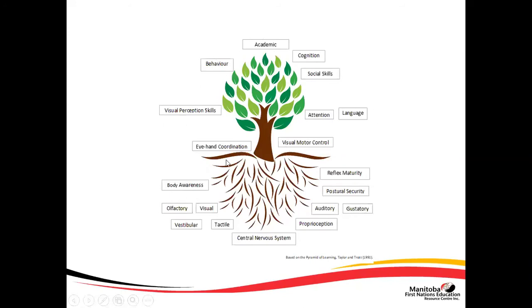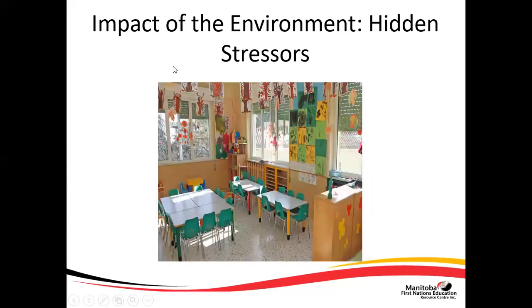So before we can expect kids to really succeed with their social skills, their language, their academics, their behavior, we have to make sure that these things down here, our sensory processing systems, our body awareness, our reflexes, are all developed to where they need to be before we can expect kids to have really strong academic skills.